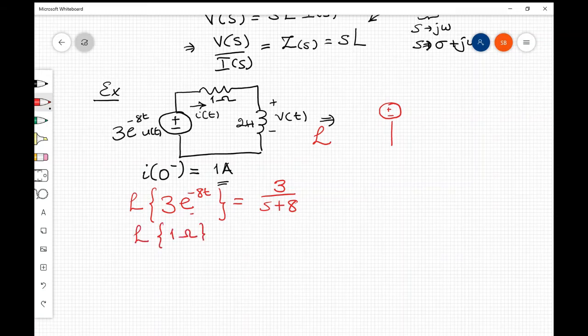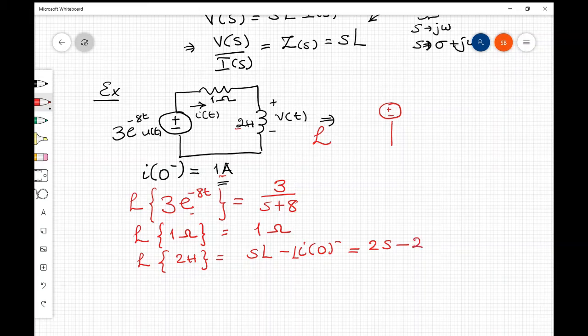And the Laplace transform for our 1 ohm is still going to be 1 ohm, because it's a resistor, as we have seen earlier. The Laplace transform of our inductor, the inductor of 2 Henry, is going to have sL, minus L times I0, right? L is 2 Henry, so we will have 2s, and we will have a voltage source of L times I0. L is 2 and I0 here is 1 amp, so we will have a 2 volt source.